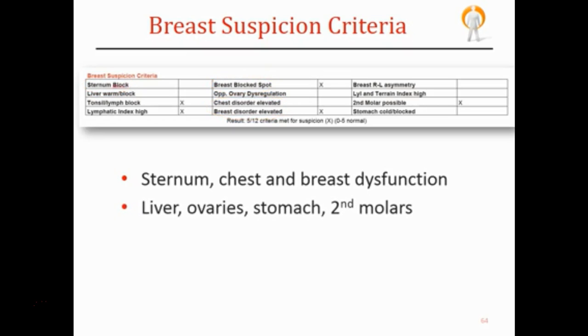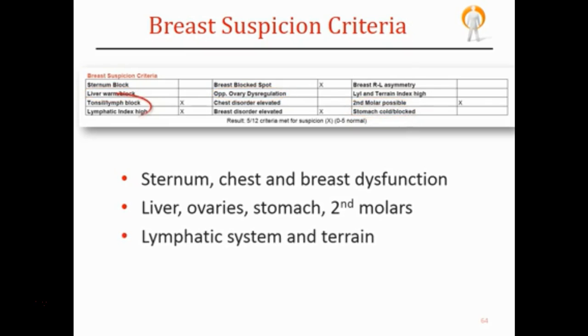The liver, ovaries, and stomach are organs that can affect the breast health. The liver and ovaries are involved in estrogen production, and the stomach meridian goes right through the breasts. The stomach meridian is also connected to certain teeth, which is why the second molars are included in the criteria.